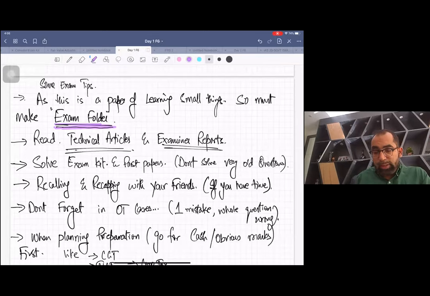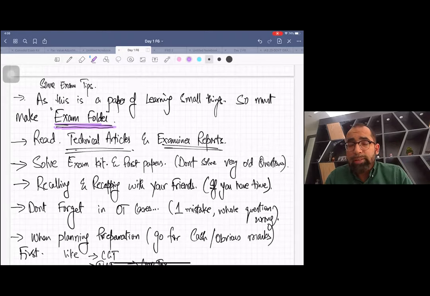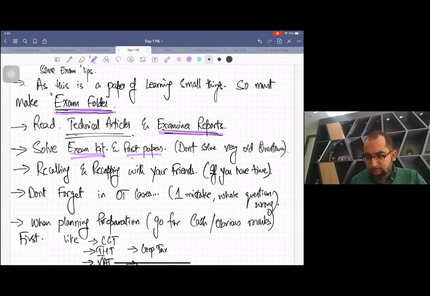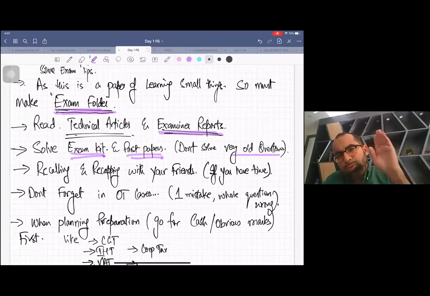Number two, read technical articles, very important, especially the CGT articles on accglobal.com; value added tax articles are highly recommended. Plus examiner reports. Yes, always, for all papers like F7, F6, F5, I recommend examiner reports. Now, solve the exam kit and past papers. Don't solve very old questions; it's better to solve the latest questions, like the last 5 to 6 years. Don't solve questions from before 2010, because at that time the difficulty level was very easy, and now the difficulty level is increasing day by day because of the challenges around the globe.